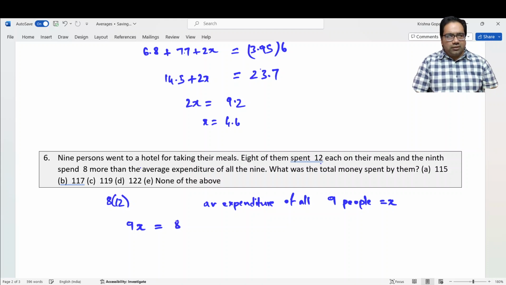9X equals whatever the 8 people have spent, 12 each, plus whatever the ninth person has spent. What did the ninth person spend? The ninth person spent 8 more than the average expenditure of all the 9. The average expenditure of all the 9 is X, right, that we have already discussed. So the ninth person spent 8 plus X.